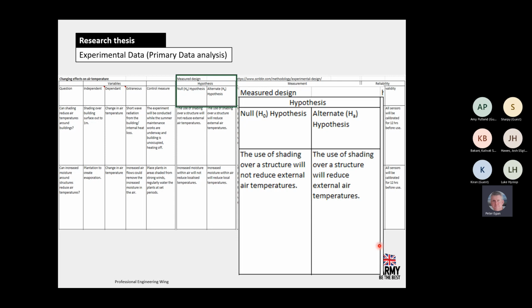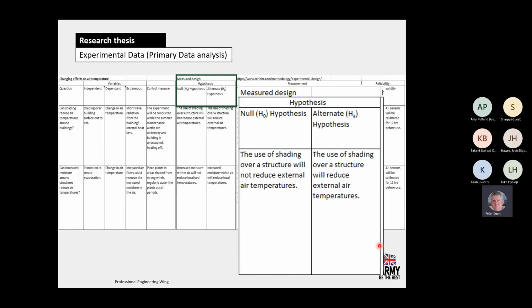Right. So my shading, the use of shading over a structure will not reduce the external temperatures. So I've said, I'm hoping that the shading will reduce it. What I've said is totally the opposite. That is your null hypothesis. It's the thing I want to disprove in the experiment. And your alternative hypothesis is the thing you actually want to happen. Okay, so your null hypothesis is the thing you don't want to happen. Your alternative hypothesis is the thing you want to happen.